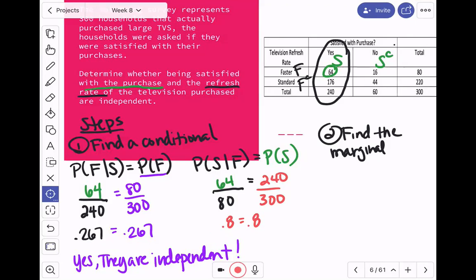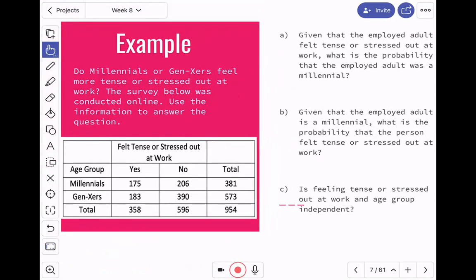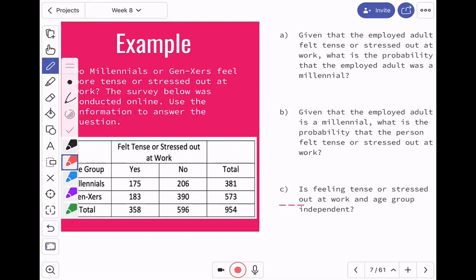So let's try another example. It says, do millennials or Gen Xers feel more tense or stressed out at work? The survey below was conducted online. Use the information to answer the question. So you have the age group, you have your millennials and your Gen Xers, then you have your stressed out level, yes or no. So let's go with age group, we'll call that A. So I'll call millennials A, I'll call Gen Xers not A. They feel tense or stressed out at work. So tense or stressed out at work, I'll go T. Tense is T. T complement is not.